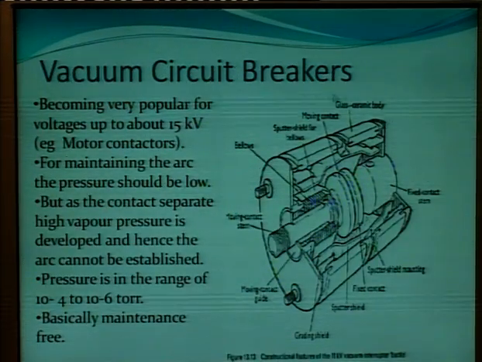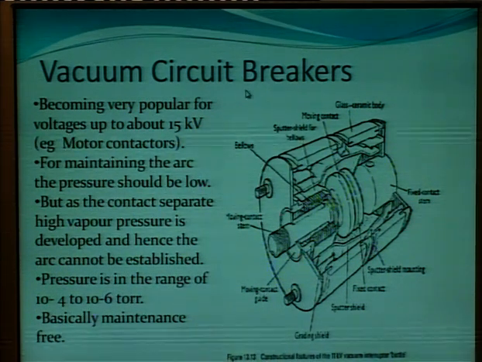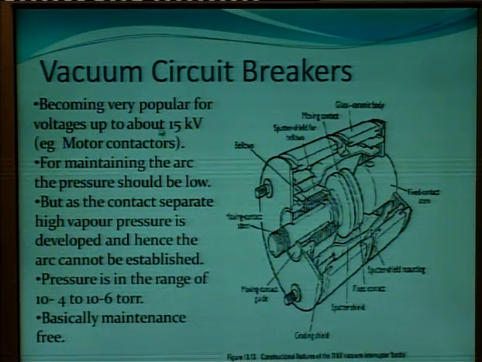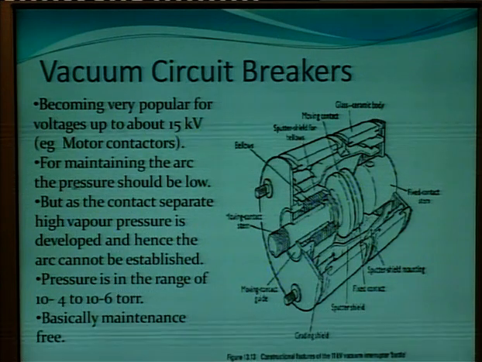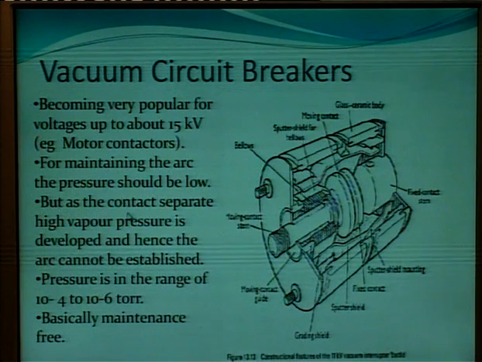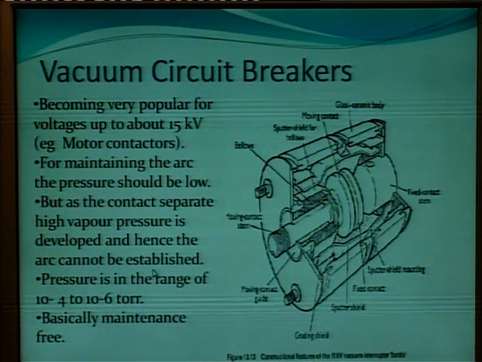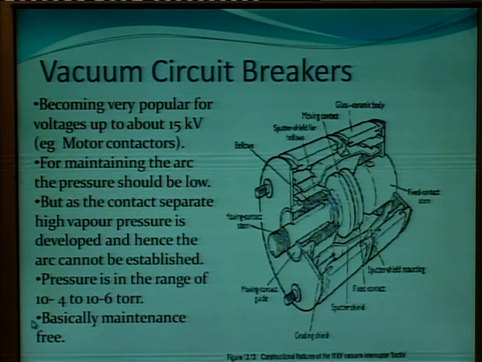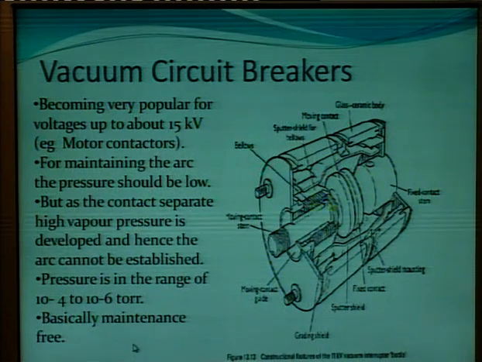The next is the vacuum circuit breaker. Here we use a vacuum for extinguishing the arc, and it is becoming very popular for voltages up to about 15 kV. For maintaining the arc, the pressure should be low, but as the contacts separate, higher vapor pressure is developed and hence the arc cannot be established. Here the pressure should be maintained in the range of 10 raised to power minus 4 to 10 raised to power minus 6 torr, and it is basically maintenance free.